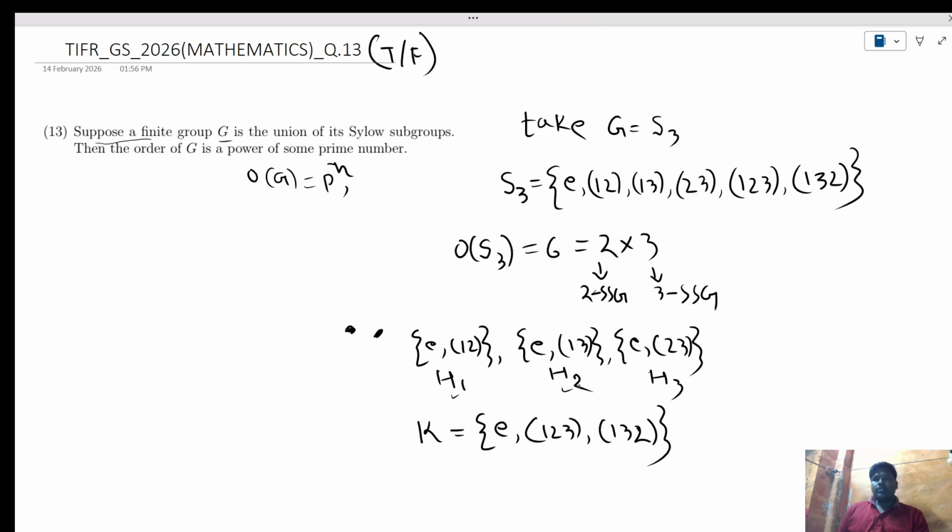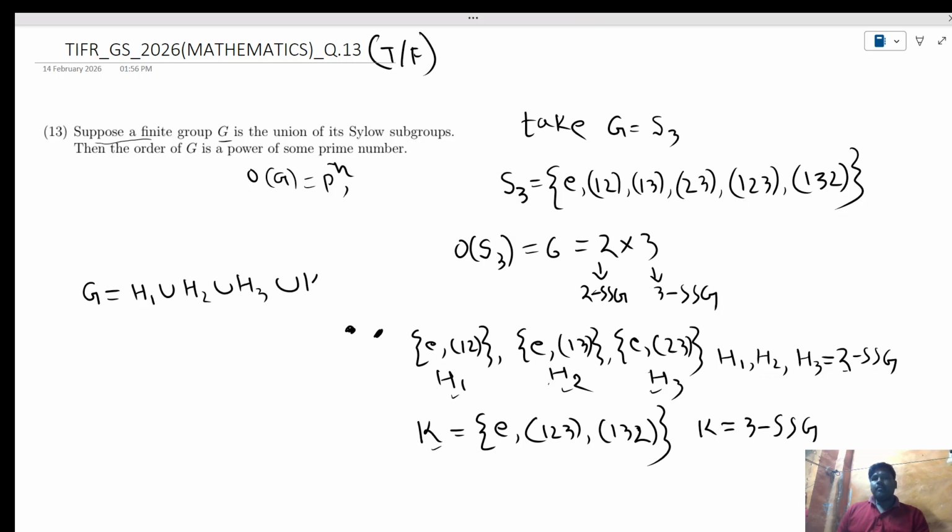So H1, H2, H3, K all are subgroups of G, and H1, H2, H3 are the 2-SSG. SSG means Sylow subgroup, second order Sylow subgroup, and K is 3-SSG. That means third order Sylow subgroups, and totally G can be written as H1 union H2 union H3 union K. So here G is the union of its Sylow subgroups.